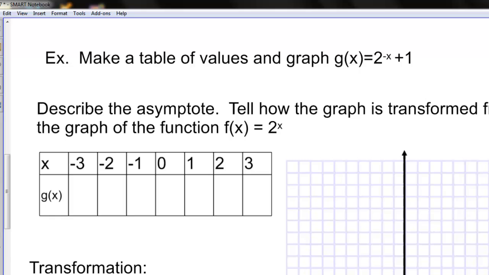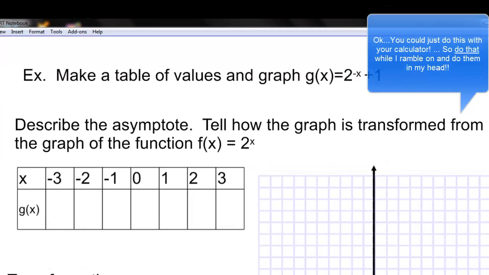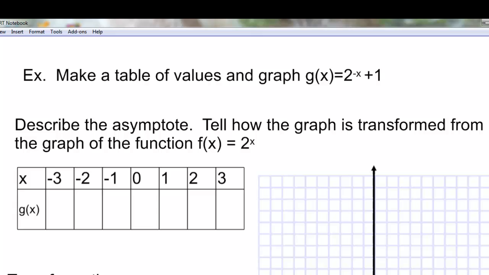Okay, let's take a look at this example. We're going to make a table of values and graph g of x equaling 2 to the negative x plus 1, and you're going to describe the asymptote and tell how the graph is transformed from the graph of the original parent function, f of x equaling 2 to the x.